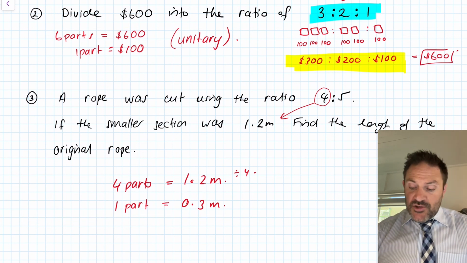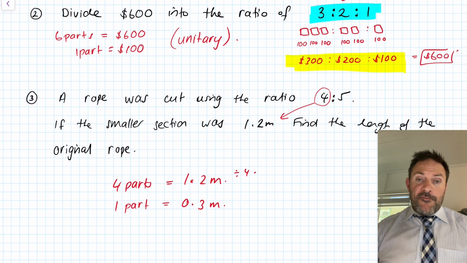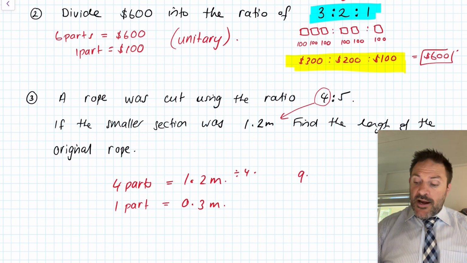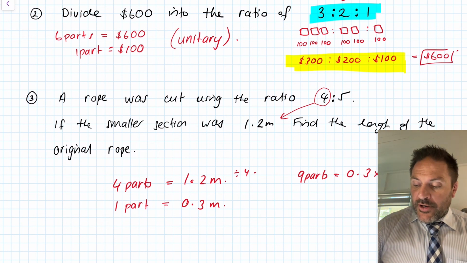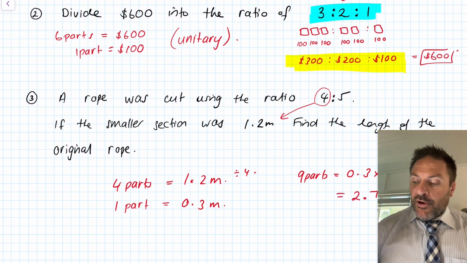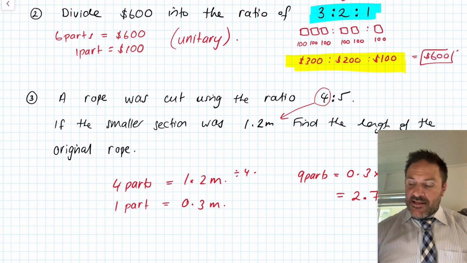Now, 2 ways I could do this. A very quick way is I've got 4 parts on the left, 5 parts on the right. So I have 9 parts in total. Therefore, 0.3 times 9, 3 9s are 27, 2.7 meters. That's the easiest possible way in this question.